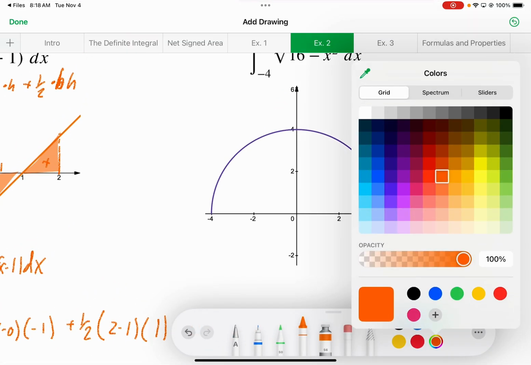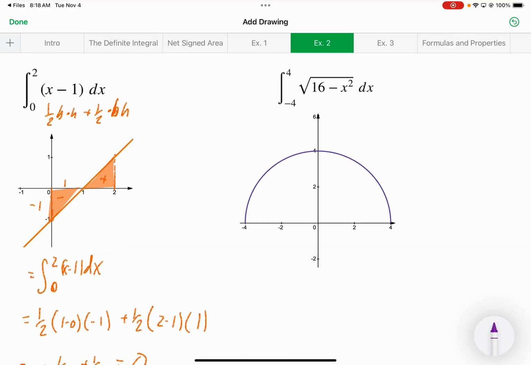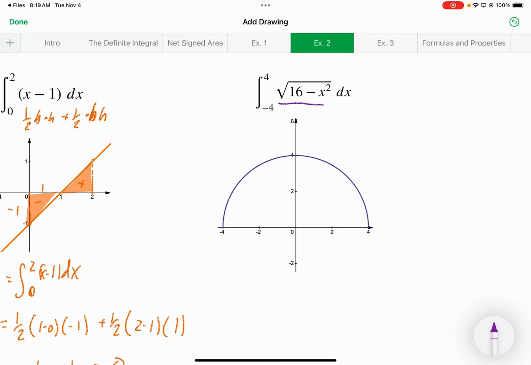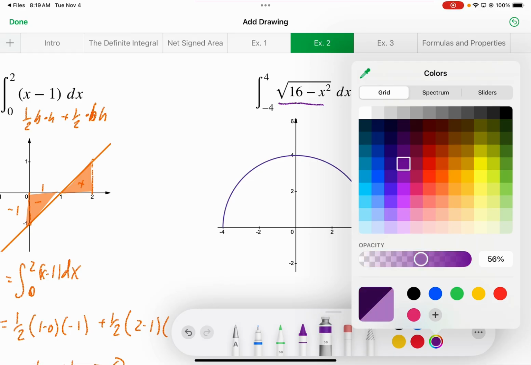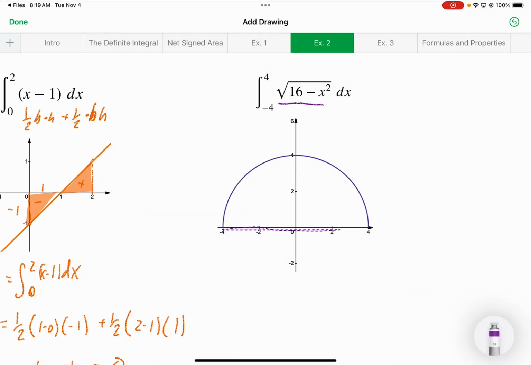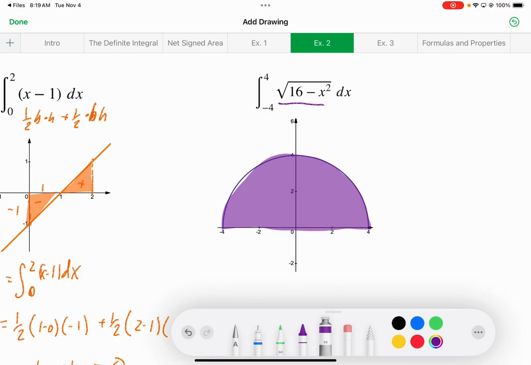What's our last shape here? Semicircle. All right, so again, that's indicated by the square root of 16 minus x squared. If we set that equal to y and solve, you would get the equation of a circle pretty easily, okay? But we are bounded from -4 to 4. It's going to look something like that.